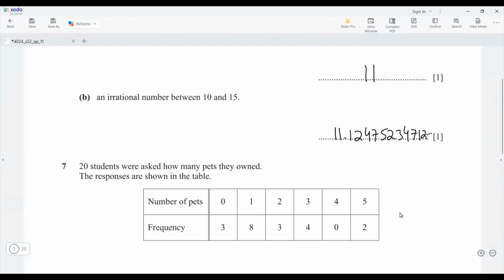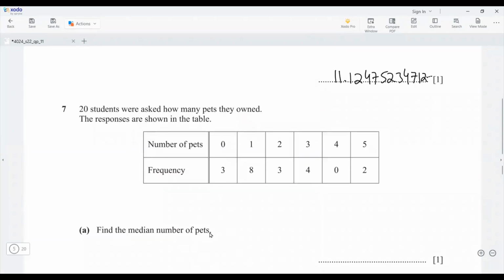So moving ahead to the next question. The very first question is the median number of pets. We have to tell the median number of pets for the given table. Number of pets are given in the first row, and in the second row the frequencies accordingly are given. So how to find the median? There are 20 students. If we add the frequencies, it gives 20. So add 1 to that, it results in 21, and 21 must be divided by 2. So what's the answer? It is 10.5.